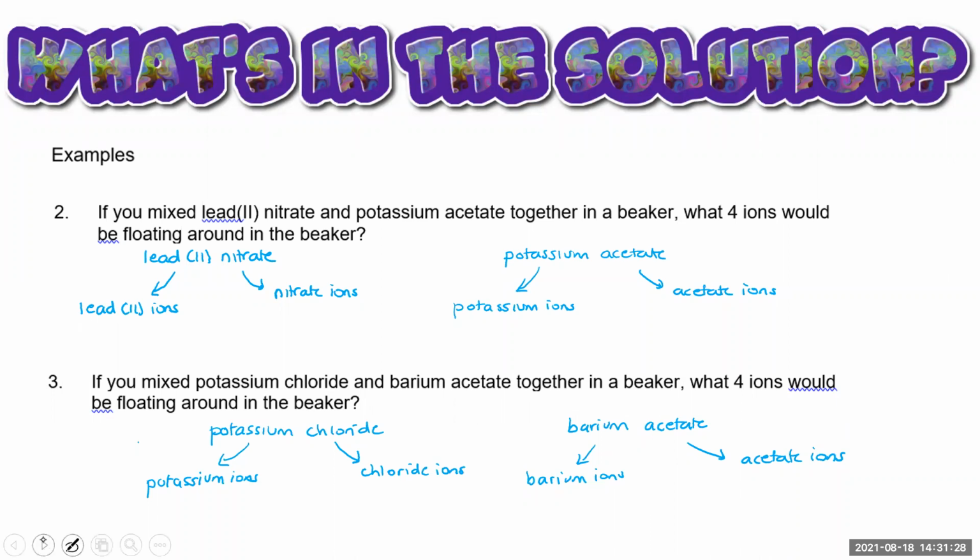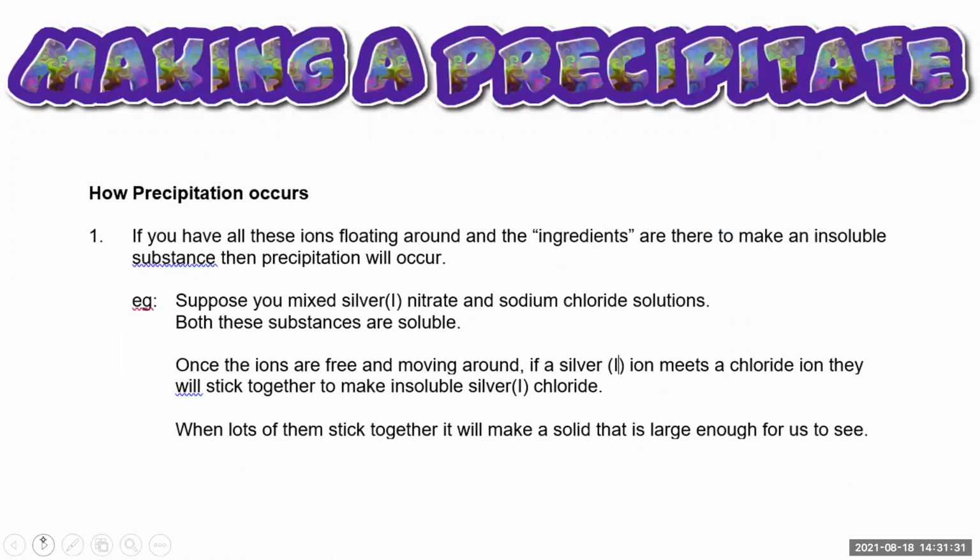Okay, let's move on. So when precipitation occurs, you've got all these ions floating around in the beaker. And if there are ingredients there to make something that's insoluble, then you'll get an insoluble substance or a precipitate forming. So precipitate just means a solid that's formed when 2 solutions mixed.